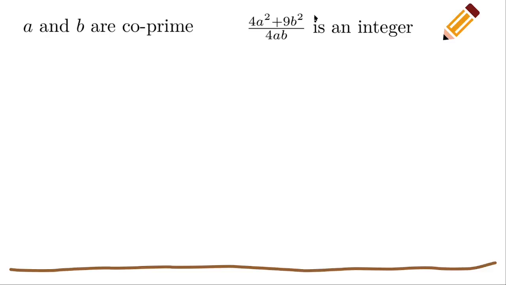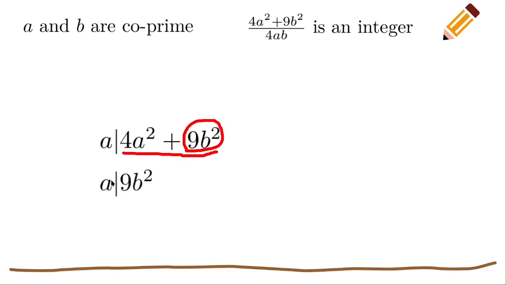If this fraction is an integer, one thing we can instantly get is that the denominator must be a factor of the numerator. And it also means that every single term, every factor in the denominator is also a factor of the numerator. So we know that a here is a factor of the numerator. And obviously a is always a factor of 4a squared, so whether or not this whole expression is able to be divisible by a, we only have to look at this part with b. So we know that a has to be a factor of 9b squared.